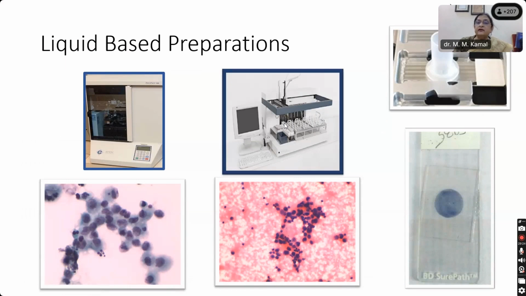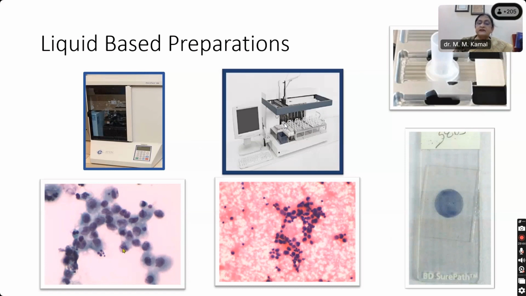Now, this is the liquid-based preparation. The SurePath method and the ThinPrep method. This is the SurePath automated station. This is the ThinPrep automated station. Here also you get a small diameter and concentration of cells onto the slide. And you can see the differences.